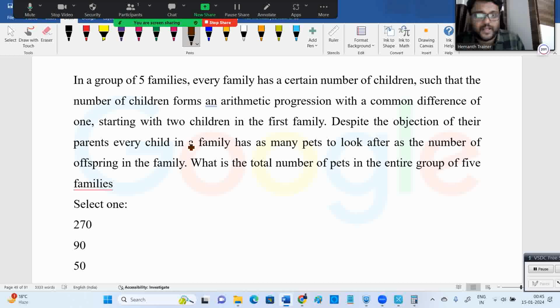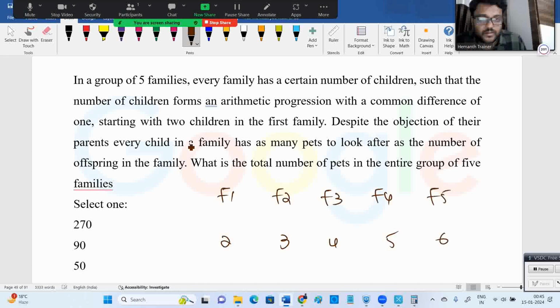See, in a family, there are 5 families, and every family has a certain number of children. That number of children forms an arithmetic progression with a common difference of 1, starting with 2 children in the first family. So family 1 has 2 children, family 2 has 3 children, family 3 has 4 children, family 4 has 5 children, family 5 has 6 children. Despite the objection of their parents, every child in a family has as many pets to look after as the number of offspring in the family. What is the total number of pets in the entire group of 5 families?